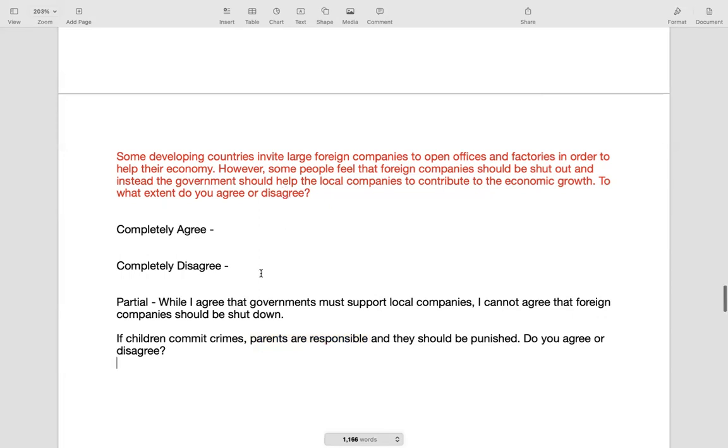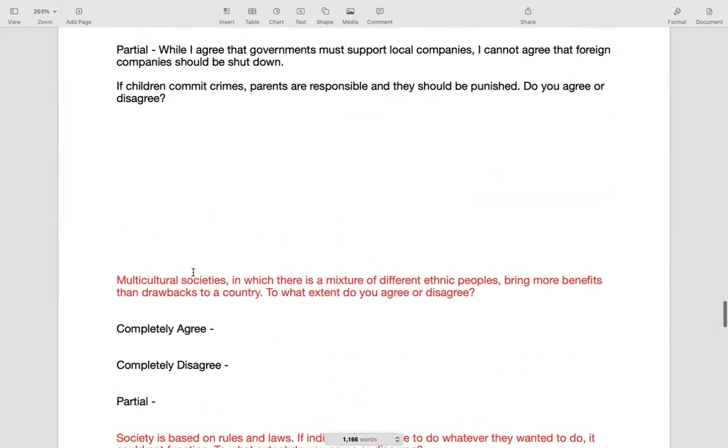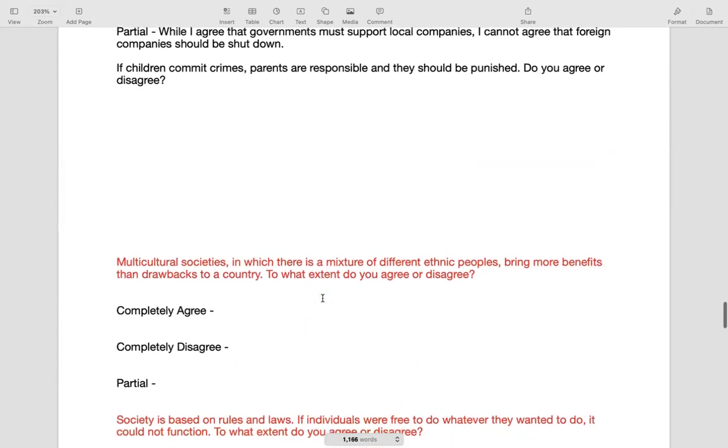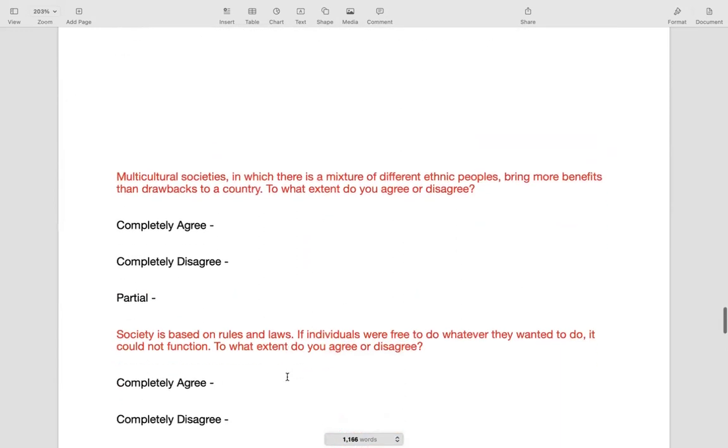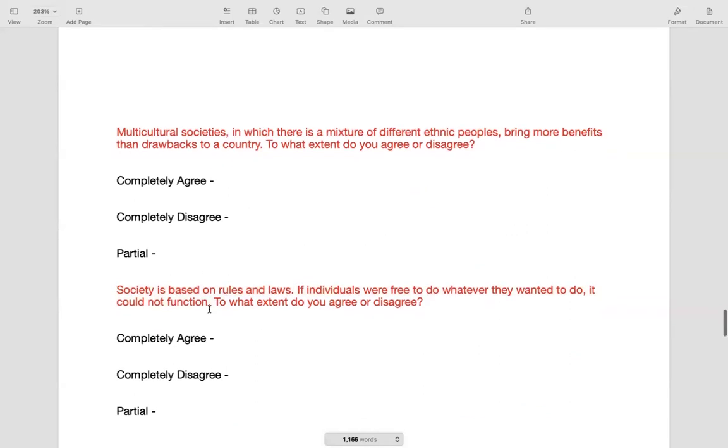Yes, sir. Prashantam, clear? Yes, sir. Okay. This is advantage, disadvantage. I'll cover this with advantage, disadvantage, and then one random question. Okay, I am going to leave it to you. What are you going to do here? So tell me. If individuals are free to do whatever they wanted to do, it could not function. Form me all three: agree, disagree, partial. And what would you actually do in the exam?